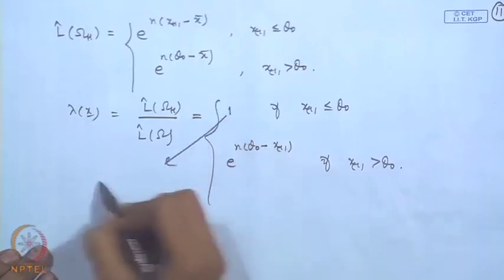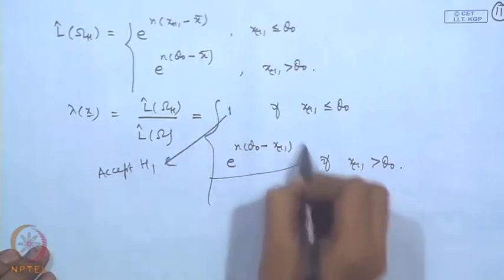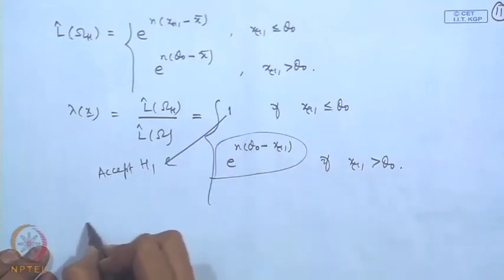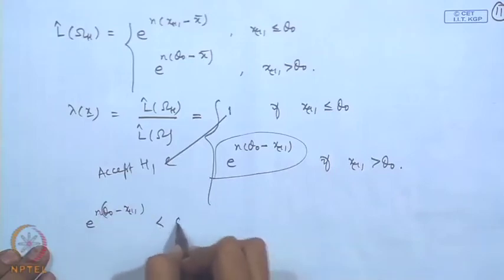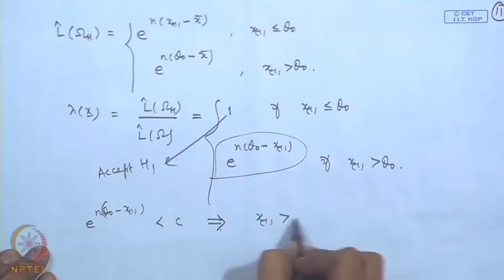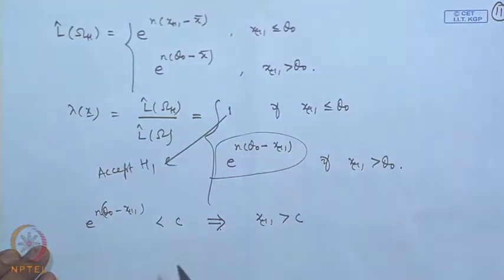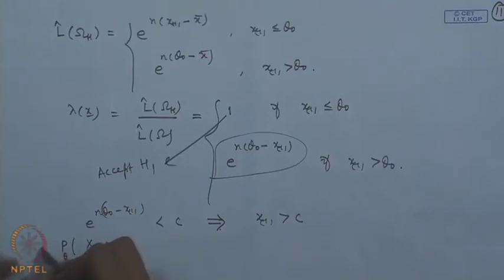So, here in this case we will accept H1, and in this particular case, if I am considering e to the power n(theta naught minus x1) less than c, then this is equivalent to x1 greater than c. So, this c will be determined from the size condition: the maximum over theta less than or equal to theta naught of the probability of x1 greater than c should be equal to alpha.